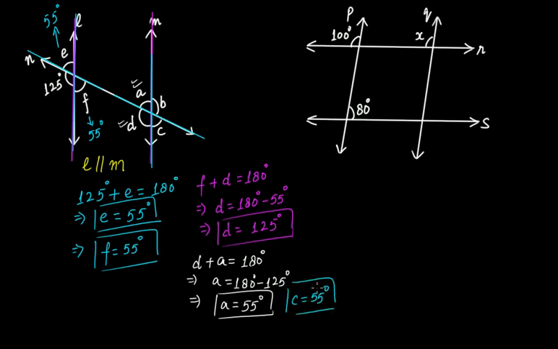And again focus on this line and this line. D and B are vertically opposite angles. If D and B are vertically opposite angles, then D will be equal to B. Now D is what? 125 degree. Therefore B will also be equal to 125 degree.